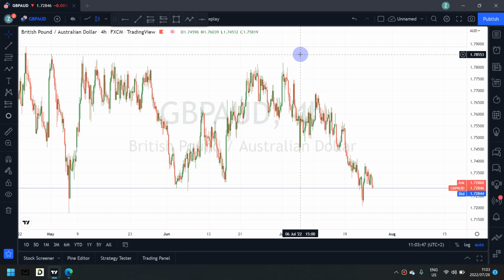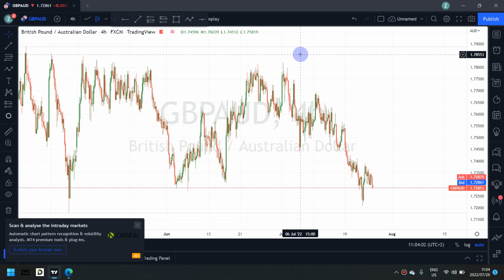Our pair for today's live forex market analysis is the British pound versus the Australian dollar, the GBP AUD. So without any further waste of time, let's analyze to find setups. And remember, no setup, no trade.